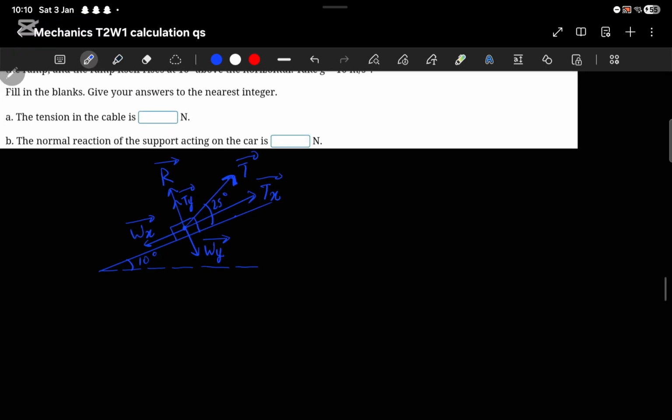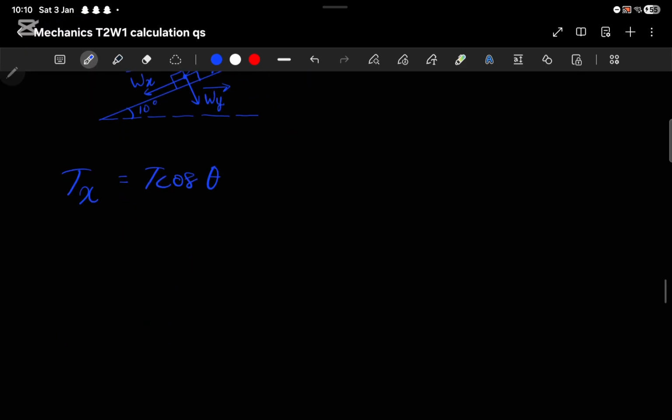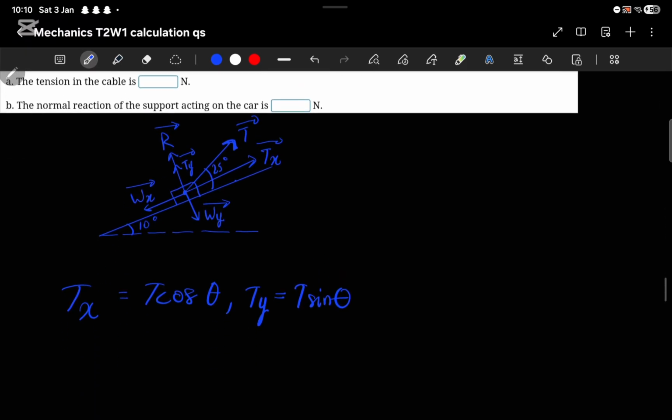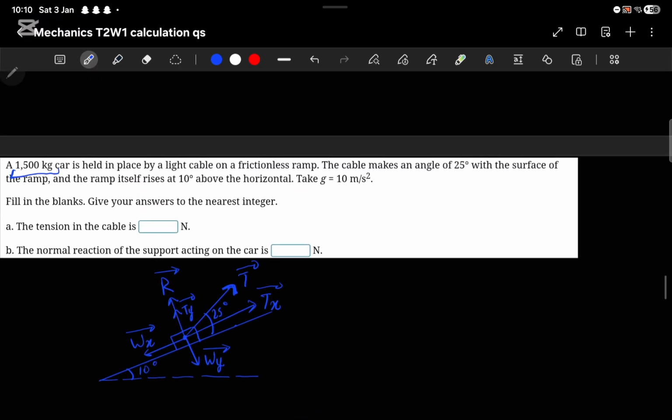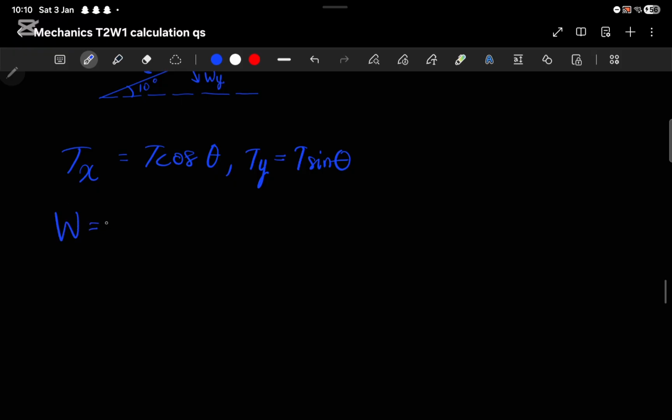First of all, you split it up into its components. Look, tension is at a 25-degree angle, right? That means that it has components. So, first of all, you would write tension Tx is equal to T cos theta, and Ty is T sine theta. All right? Now, we have the mass of the car, so you can find W. W is equal to mg. But let's find Wx. Wx is what? mg sine theta on an inclined plane. So it's 1500 times 10, right?